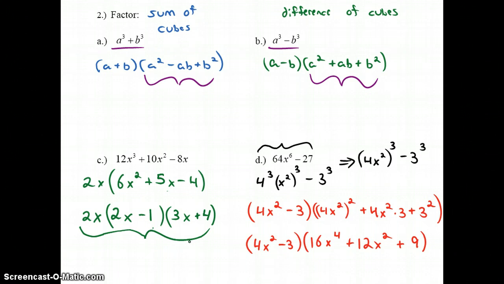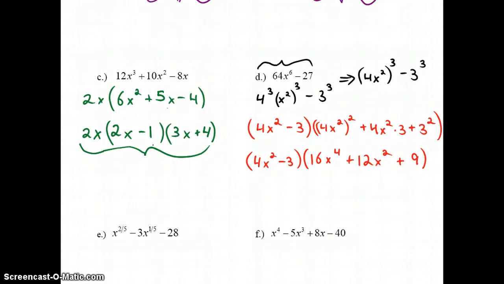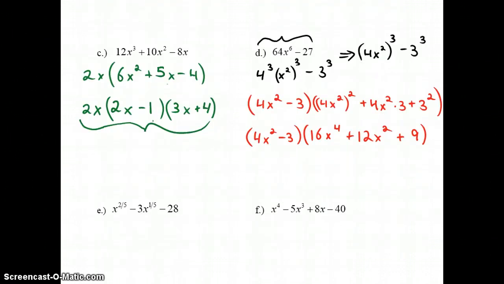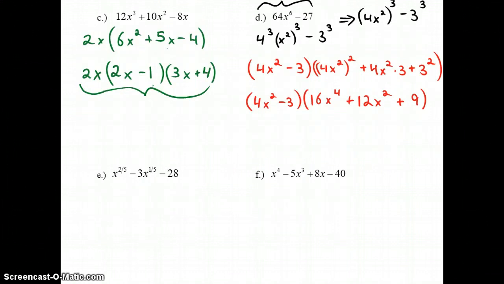So, let's go on to problem D. Oh, we did problem D. Let's go on to problem E. Problem E's got some crazy x to the 2/5 and x to the 1/5. That's not easy to deal with. Let's try making u equal to x to the 1/5.